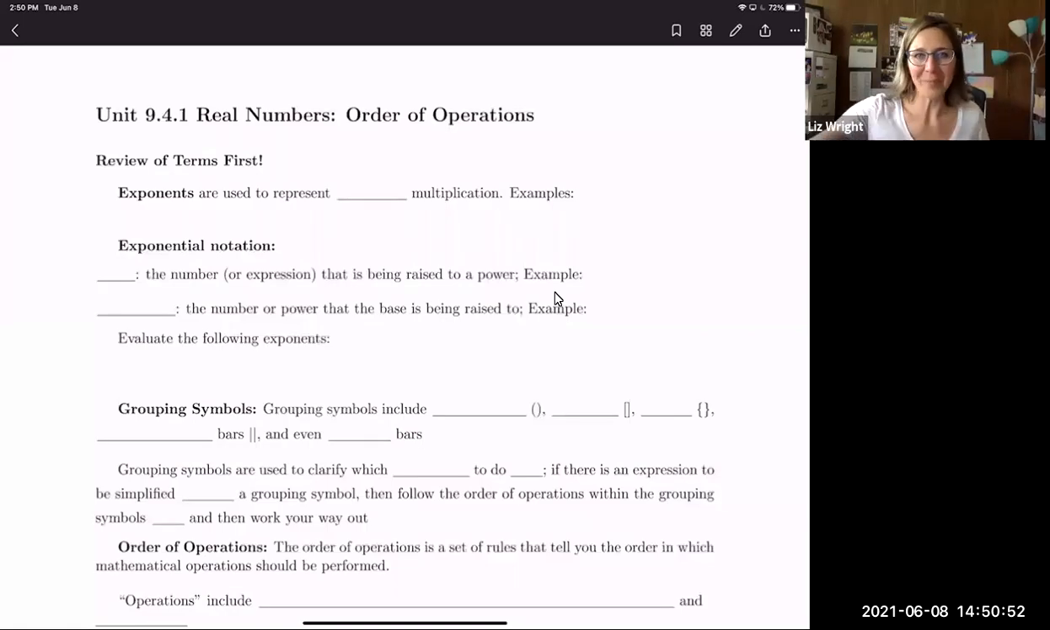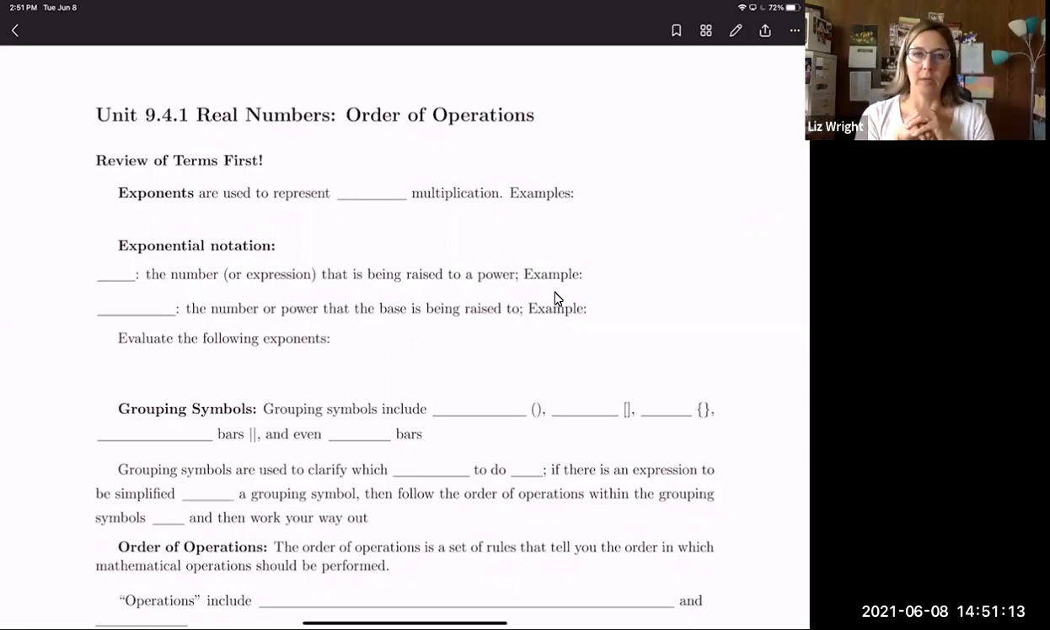Hi everybody, in this video we're going to be talking about order of operations, which is unit 9.4.1. So order of operations just gives us a particular way for us to go about solving our problems, so that way we will have a common answer at the end.